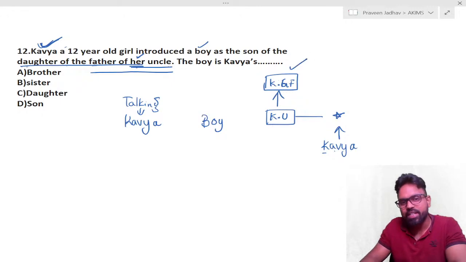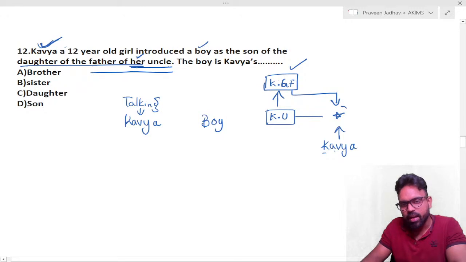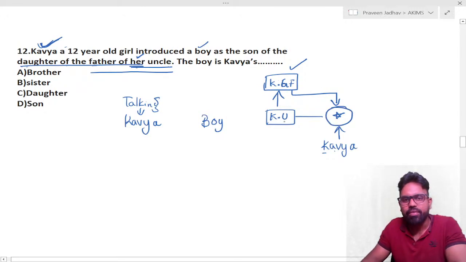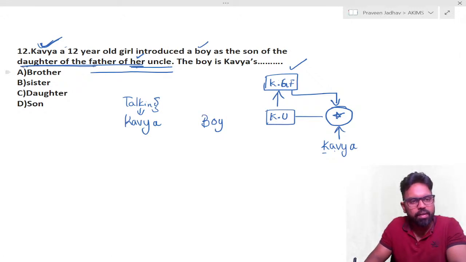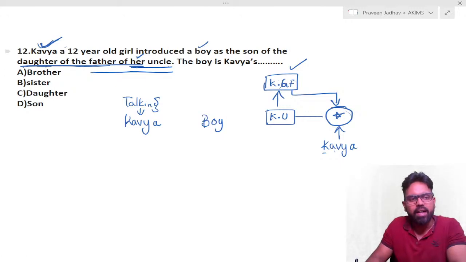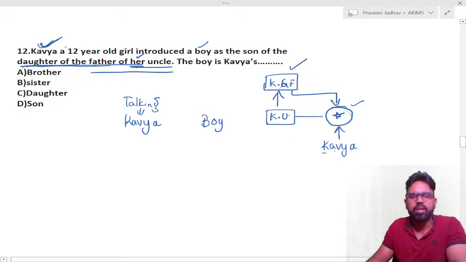Father of her uncle is reached here. Daughter of that father of her uncle, meaning that daughter can come here. This is the son. Can this be daughter of the father of her uncle? Yes, this can be the daughter of the father of her uncle. Father of her uncle is this character. This father of her uncle has a daughter. Who is that daughter? This can be that daughter.